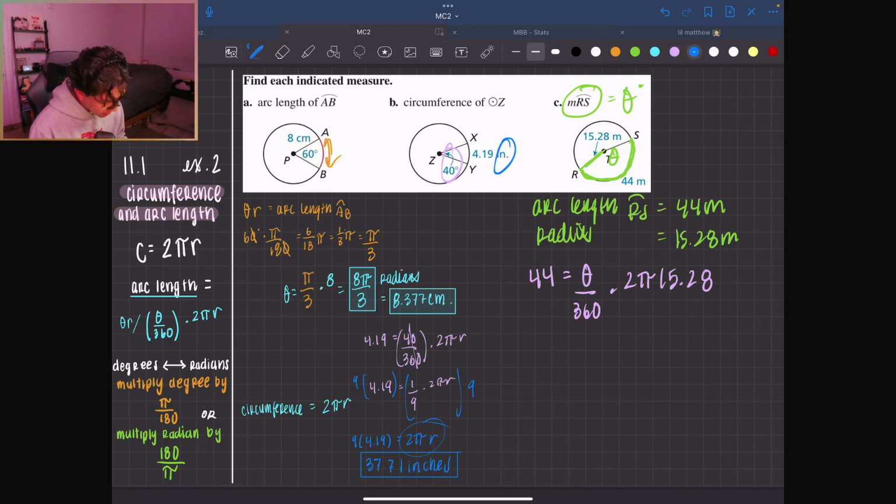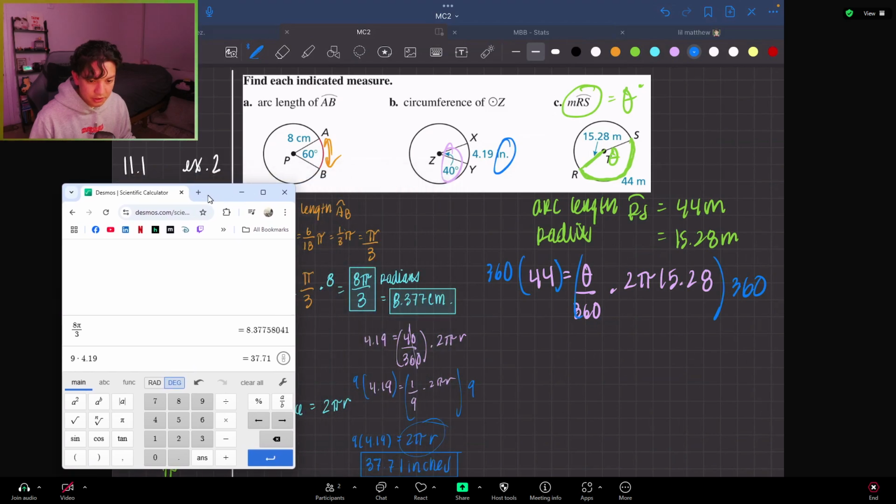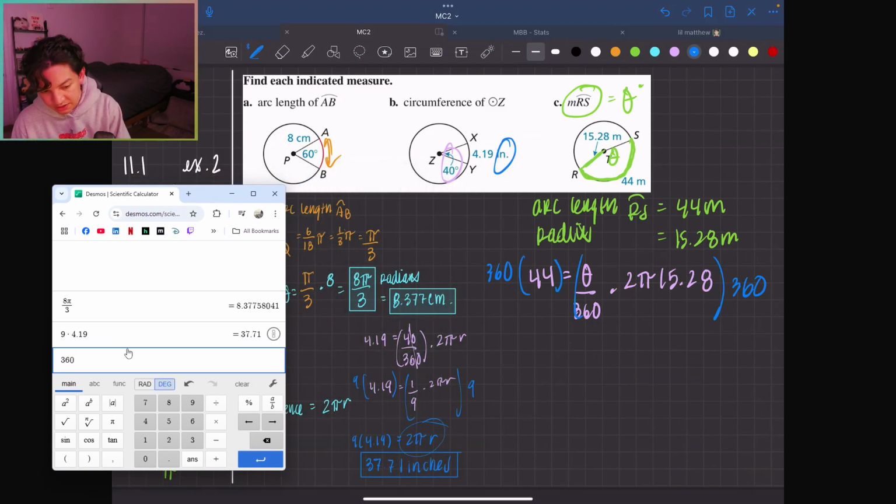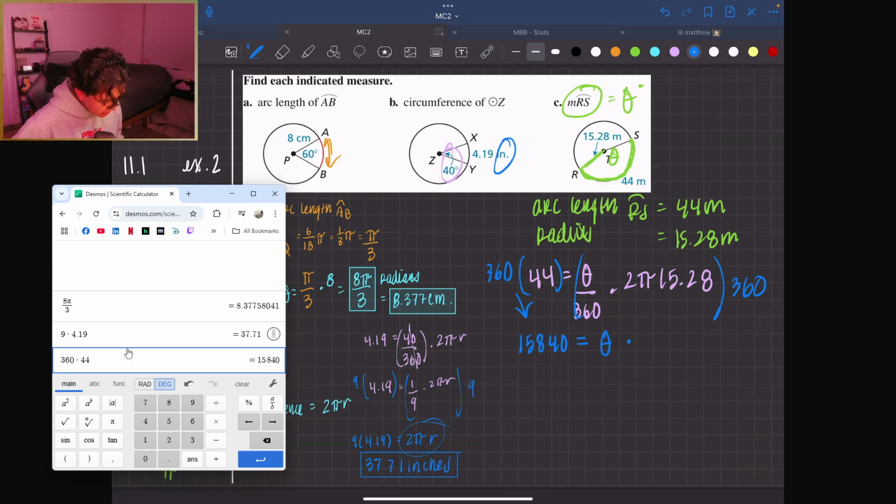Let's just use inverse operations to isolate theta over here to give us our degrees. The first thing I want to do here is multiply both sides by 360, mainly because I want to get rid of that 360 in the denominator. So what is 360 times 44 is the real question. Can't do that in my head. 360 times 44 is going to be 15,840. Holy cannoli. 15,840 is going to equal, right, that's what we got, theta times 2 pi r, which is our 15.28.